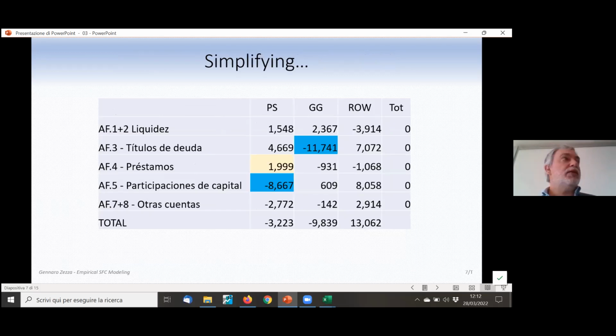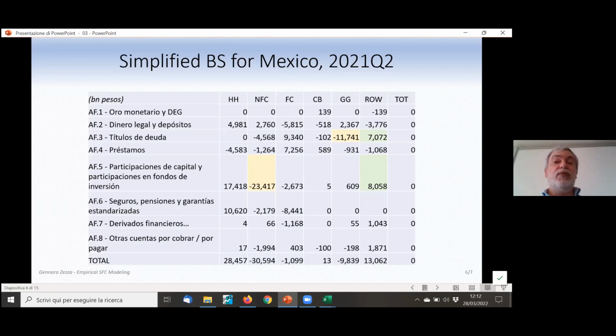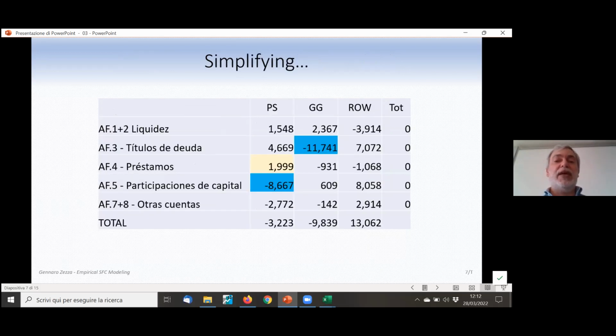So we can sum up the assets and liabilities of the four components of the private sector. And we end up with this simplified table in which I also dropped a number of different financial assets which are less important. And I've consolidated them into other accounts. So here what stands out is the large debt of the government and the bonds market and the large amount of equities issued by the domestic firms and owned by the rest of the world.